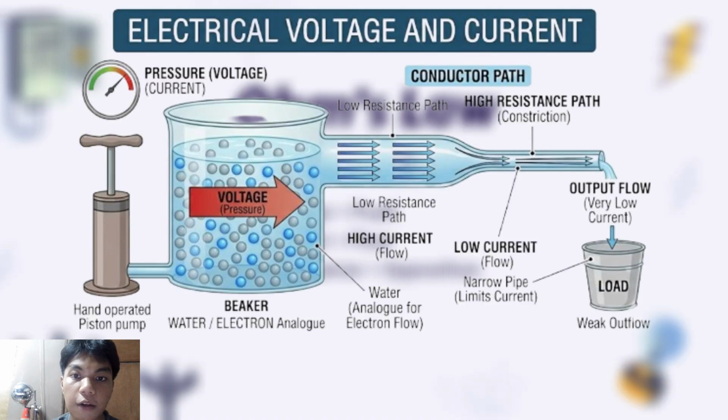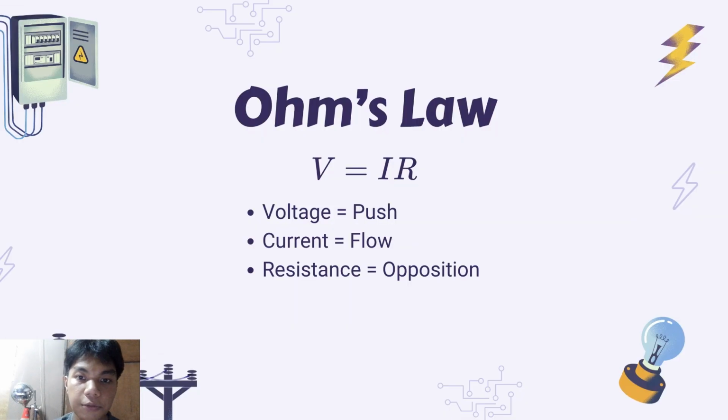We can think of voltage as pressure, like water in a pipe. The higher the pressure, the stronger the flow. But if the pipe is narrow, which represents resistance, the flow becomes weaker. This relationship is very important because it allows us to predict how a circuit will behave. Engineers use Ohm's law to design safe and efficient electrical systems.